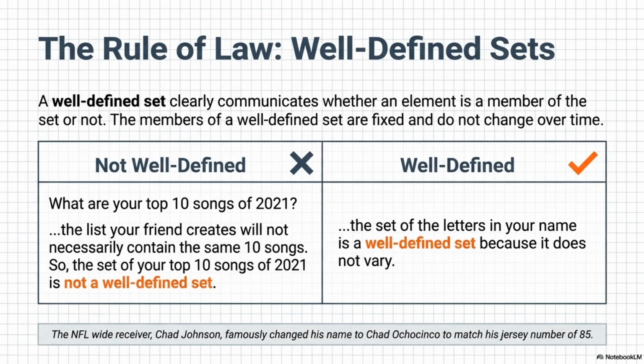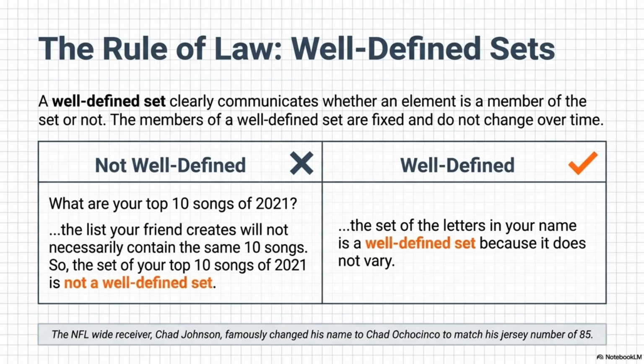He did. And in doing so, he legally altered the elements in the well-defined set of the letters in his name. Wow, okay. So the parameters of a well-defined set can change, but the point is that at any given snapshot in time, the criteria for membership are indisputable. Yes, exactly. If we pull the legal records for that specific date, the set is absolute. That makes sense. That is the essence of being well-defined.